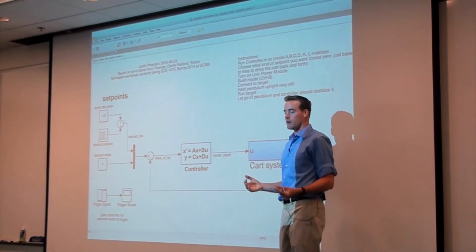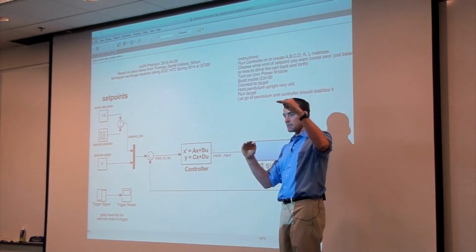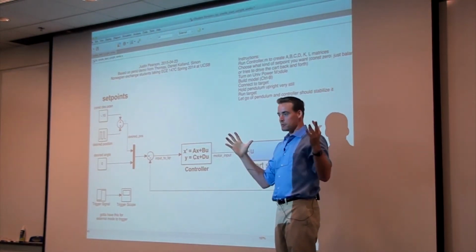This is just like a cruise controller in a car. I want to be going 70 miles an hour. I'm actually going 60 miles an hour. There's a 10-mile-an-hour error. Do something with that.